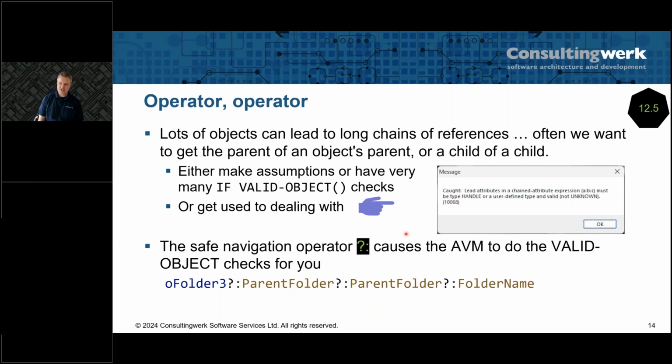The safe navigation operator basically makes the ABL, the AVM, do those if valid object checks for you. So you can use this question mark colon instead of just using a colon to get a reference to a method or a property or an attribute.